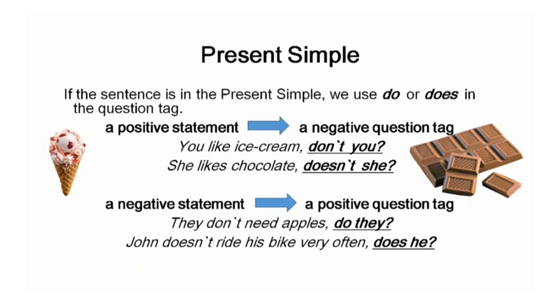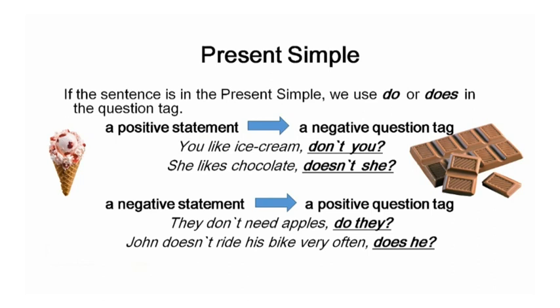How do we recognize the present simple in these sentences? It's because in the first sentence we have like, and in the second sentence we have likes, and that's how we know that it is present simple, and we need to use don't or doesn't depending on the subject of the sentence. If we have a negative statement, we will have a positive question tag.